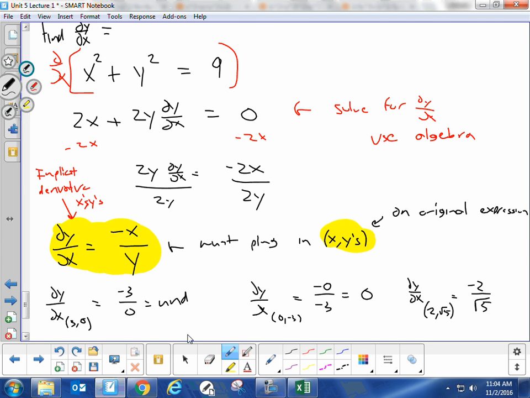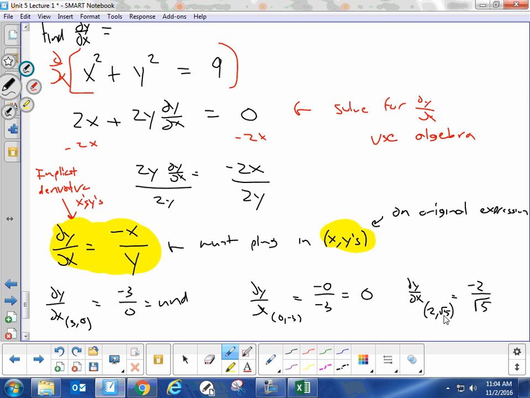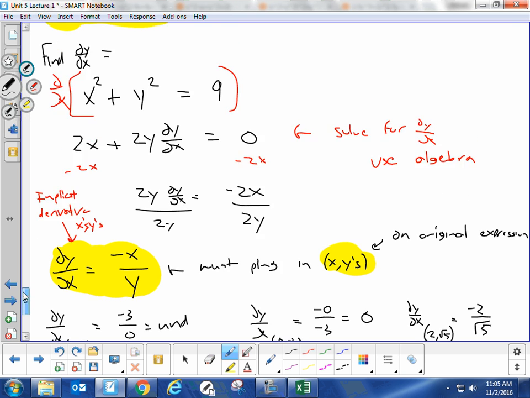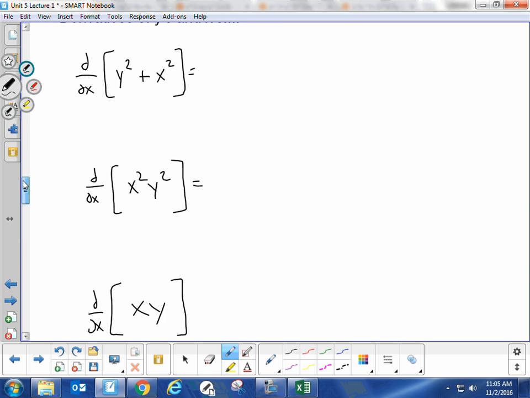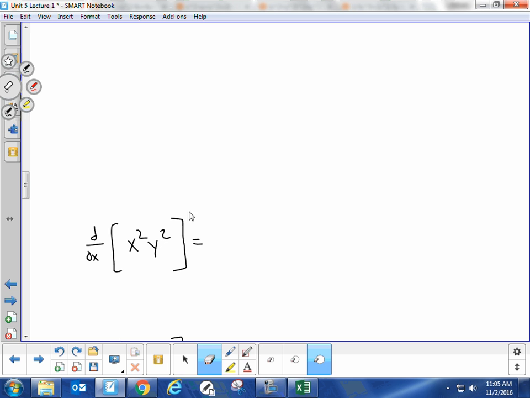What else can we see? At (0, negative 3), look at the tangent slope. It's 0. At (2, root 5), it looks like this tangent slope is negative, maybe close to negative a half or something. At (2, root 5), the tangent slope is negative 2 over root 5, which ends up being close to negative a half. Okay? So, boom, we're able to find the tangent slopes to these implicit equations. All right? Great. Let's start finding some tangent slopes, some dy/dx's to some implicit equations. Let's start with x squared plus y squared equals 4.